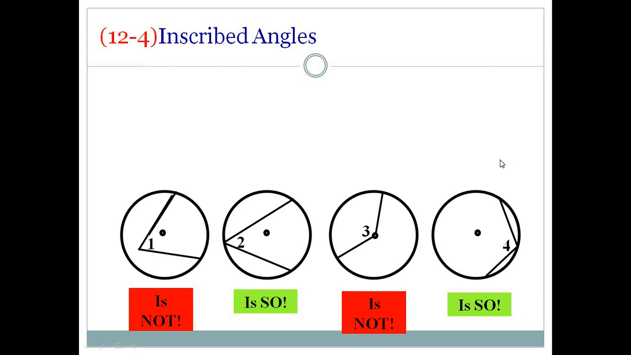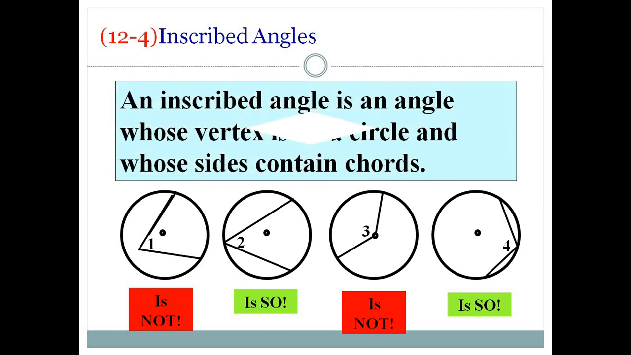So let's see the definition of the inscribed angle. It is an angle whose vertex is on a circle and whose sides contain chords, like this one. Look at these two sides. Chords in the circle.